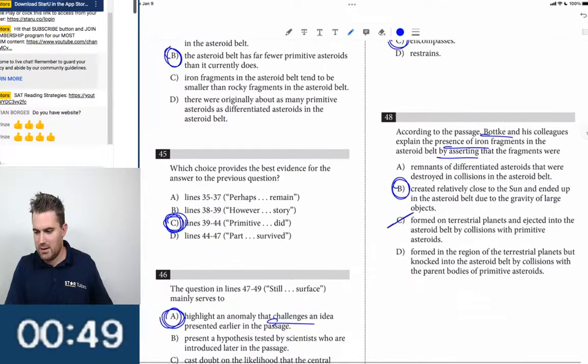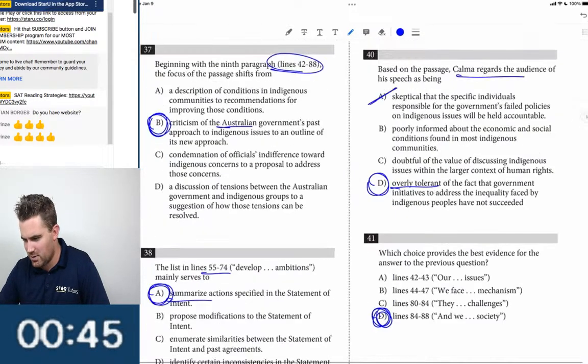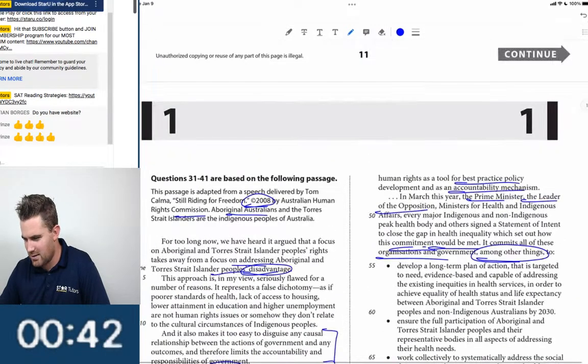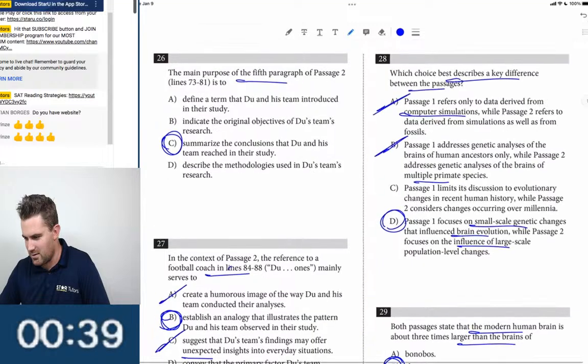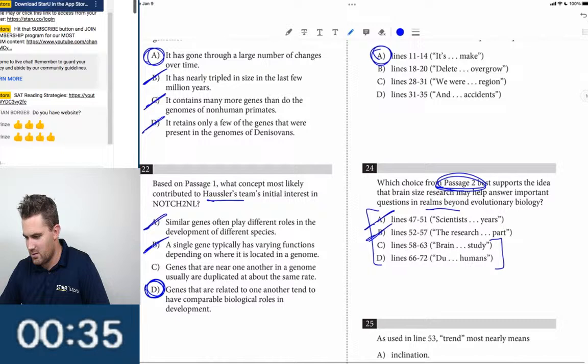That's a really hard passage to finish with, though, guys. Let me see which questions we had left. Apple Pencil was dying. I don't think we're going to get a chance to go back to any of the starred questions, unfortunately. So hopefully some of those were right. It's 23 and 24.